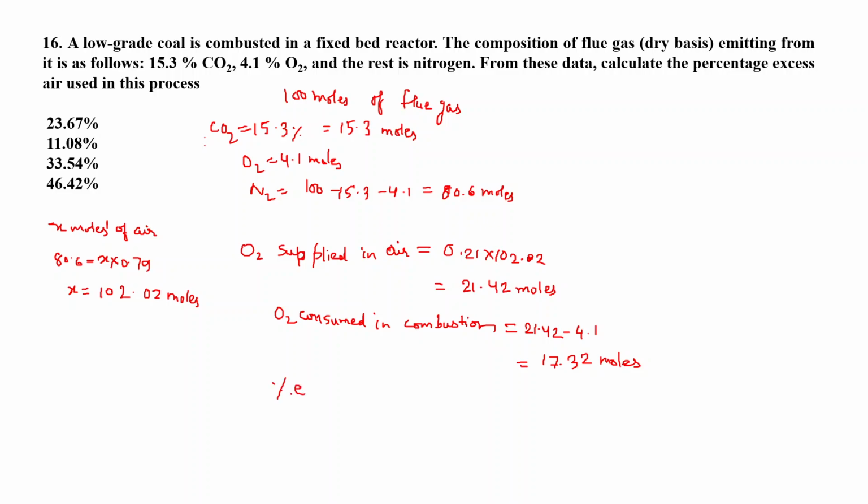So percentage excess will be excess moles present upon moles consumed, which is 4.1 upon 17.32. It will be giving us 23.67 percentage of excess air. So the answer is 23.67 percentage of excess air.